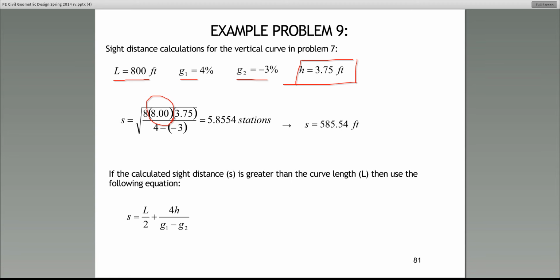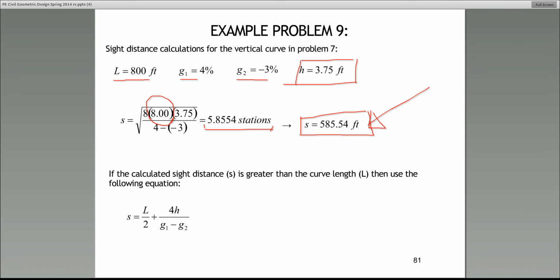You do the calculations. S, by the way, the equation gave you S squared. Well, we really don't need S squared. We need S. That's why we have a radical on the right-hand side of the equation. And then S comes out to be 5.8554 stations, and S in terms of feet is 585.54. So that's the number, but let's understand what this represents.